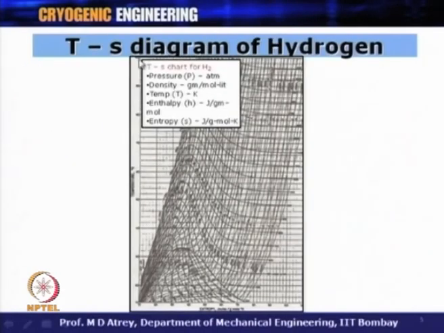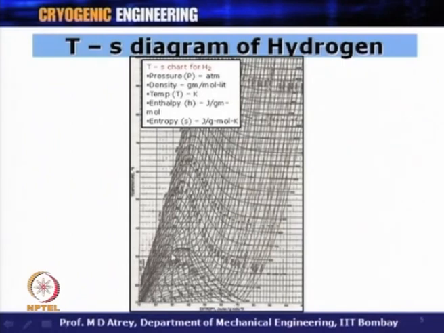Now, this is the temperature entropy diagram of hydrogen. I always told you that every mechanical engineer or every cryogenic engineer should first refer to the TS diagram to understand the different property variations with temperature. On the y axis we have temperature, and on the x axis we have entropy. You may not be able to see properly, it is possible, but just have a look at different lines on this diagram. For example, you can see the dome over here.